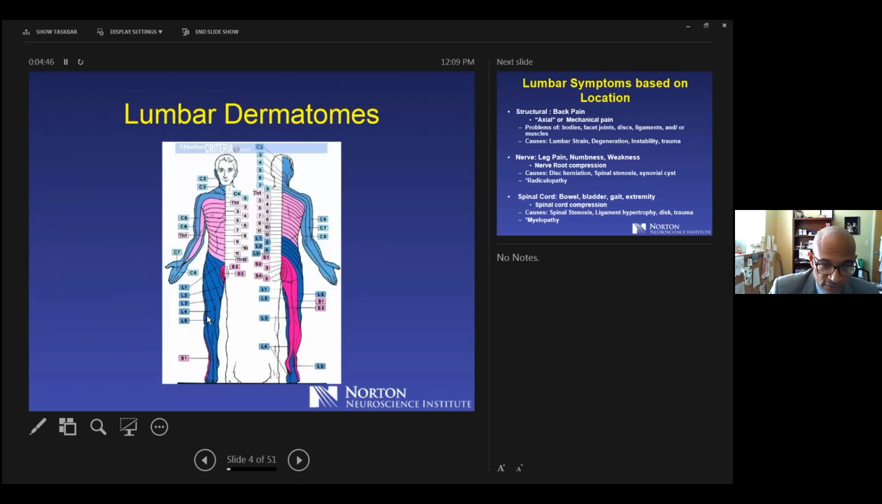The L5 nerve comes straight down along the lateral aspect towards that great toe. And the S1, we see more on this backside, going straight down the back of the leg. It'll cover the heel. And then you get some sensory stuff in the small toe.